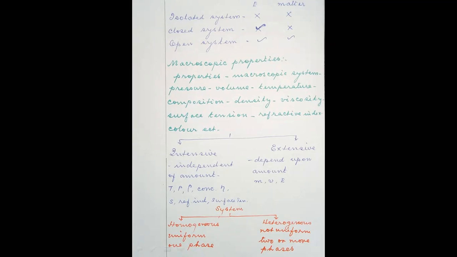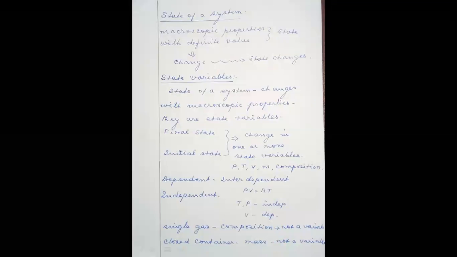And also we have seen the different types of systems, homogeneous systems, which is uniform throughout, or the system which contains only one phase. And a heterogeneous system, it is not uniform, or it is a combination of two or more phases. And in each phase it is homogeneous, but as a whole, the phases are immiscible. And we have also seen what is the state of a system.